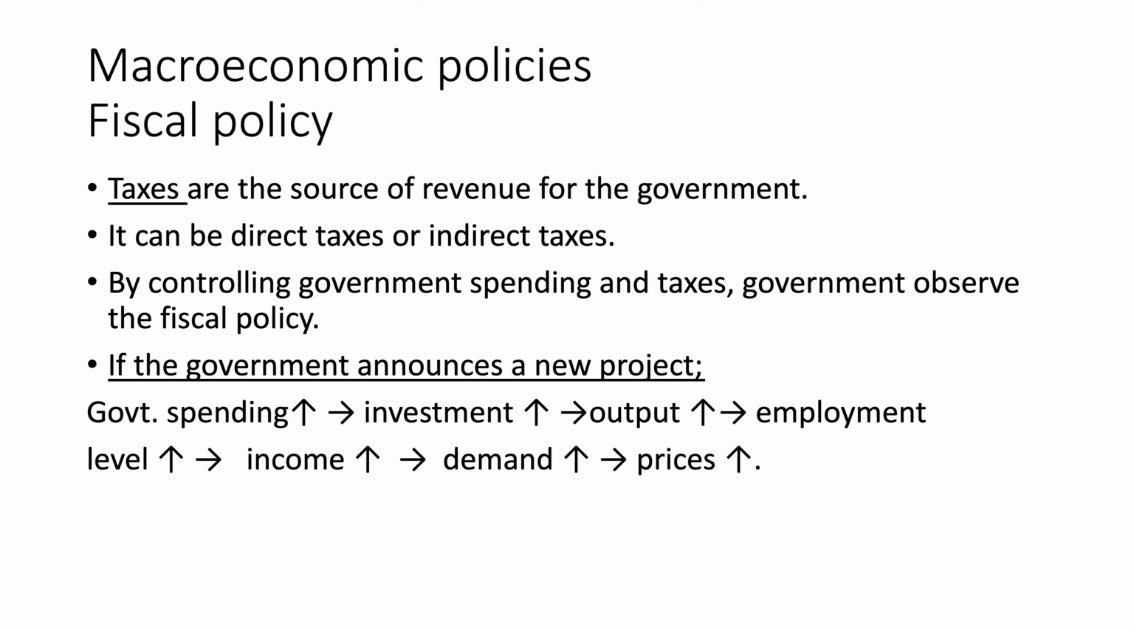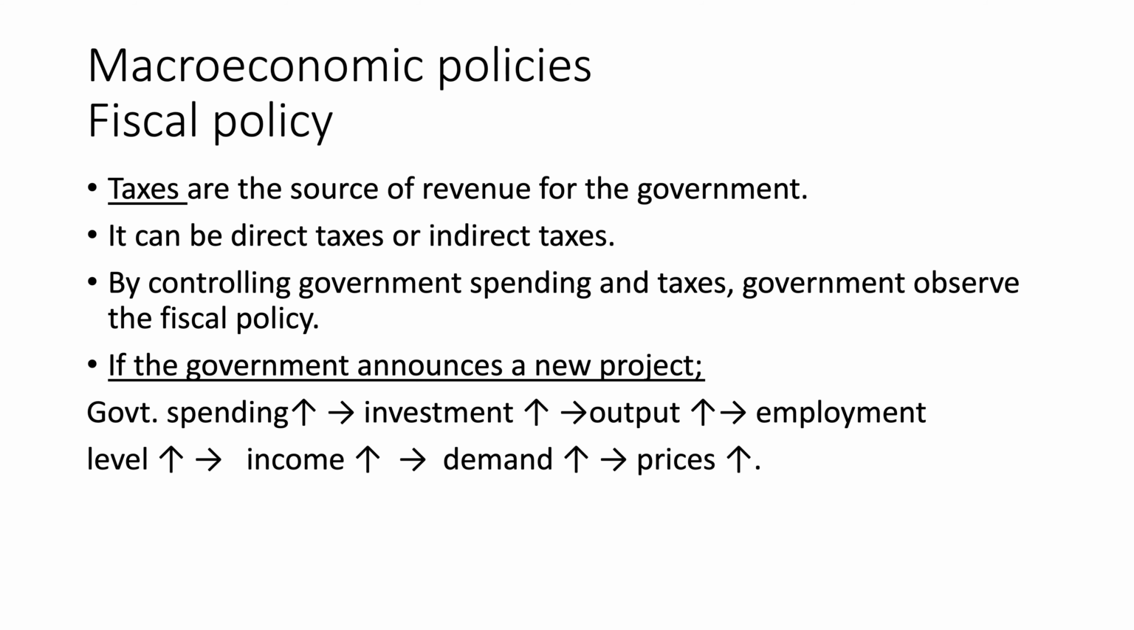When the investment increases in the economy, the production process starts, or the output increases. To produce more, more people are required, so the employment level gradually starts increasing, which results in higher income. Higher income means higher demand and higher prices. So over here, you observe that government spending increases, output increases, employment level increases, which means that the government has used the tool of fiscal policy to increase output and employment.